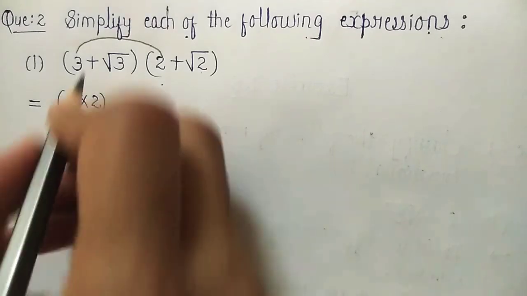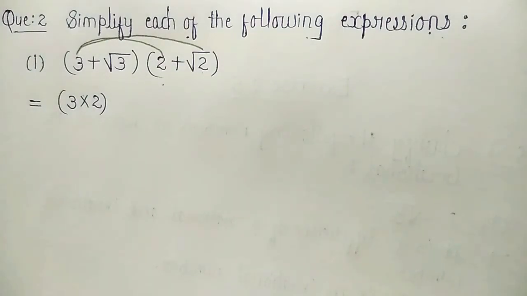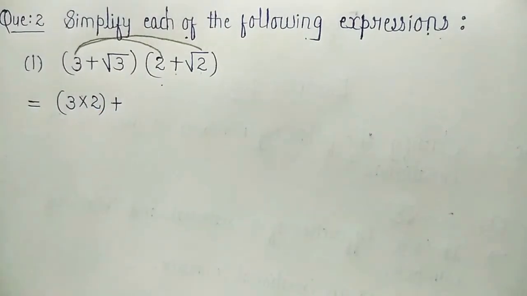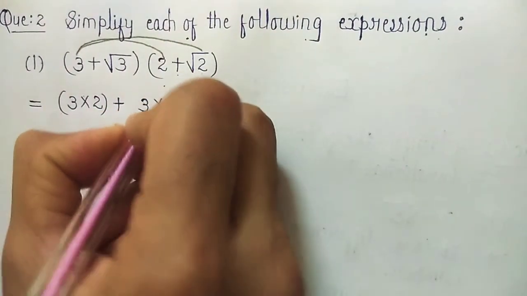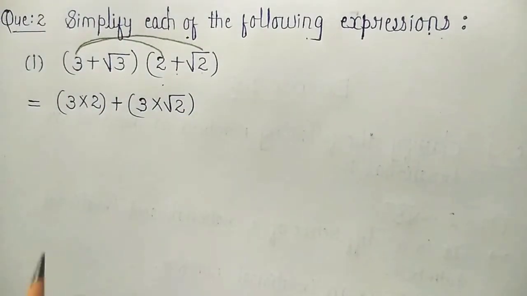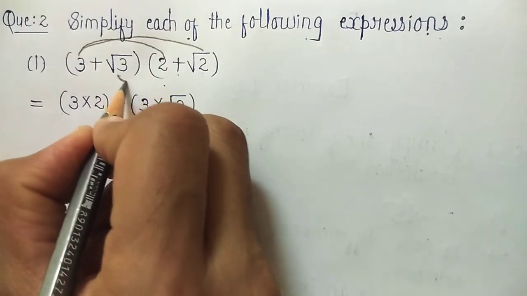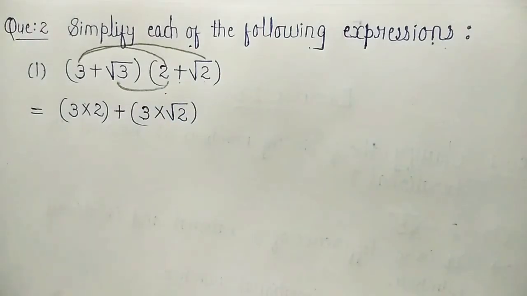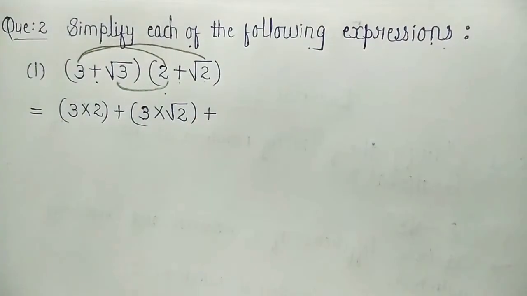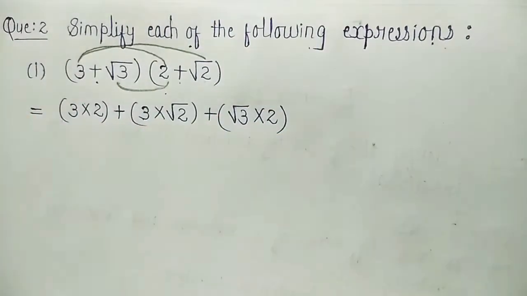Now again, this 3 will multiply with square root 2. Now it is plus square root 2, which means we will keep a plus sign in between. And what will we write? 3 multiplied with square root 2. This will also be in a bracket. Now this square root 3 we have to multiply with 2. Now we have a plus sign in front of square root 3. So here we will write plus square root 3 multiplied with 2. This will also be in a bracket.